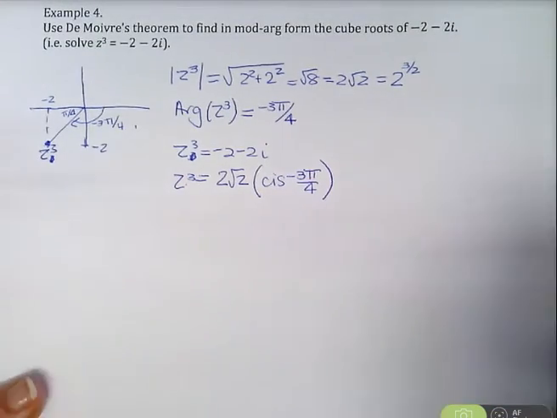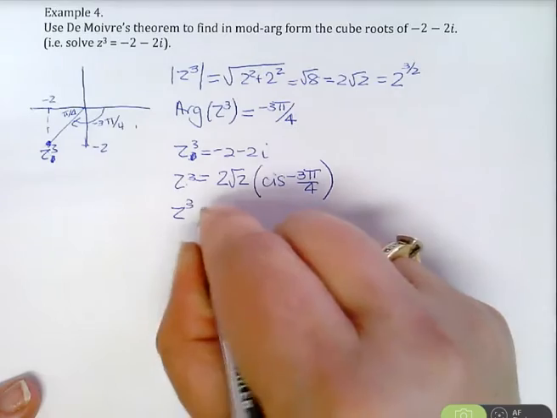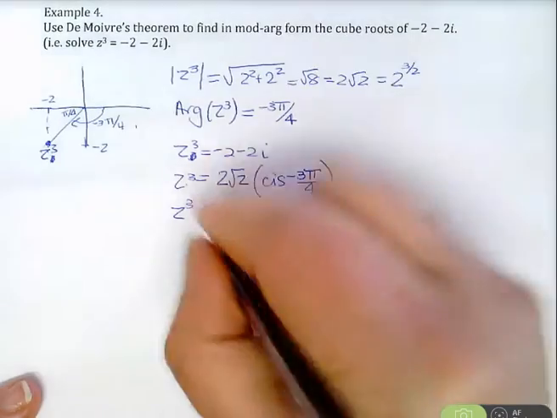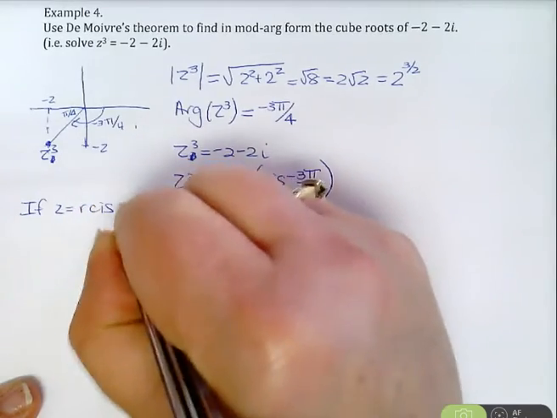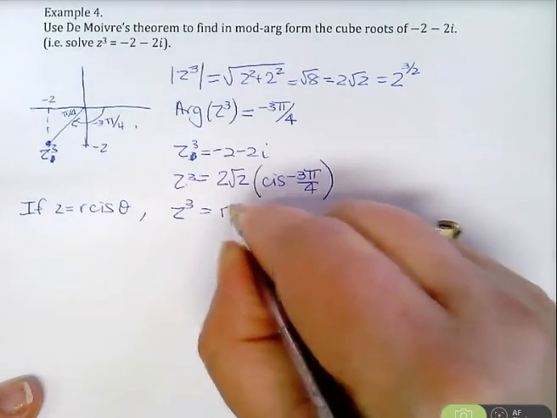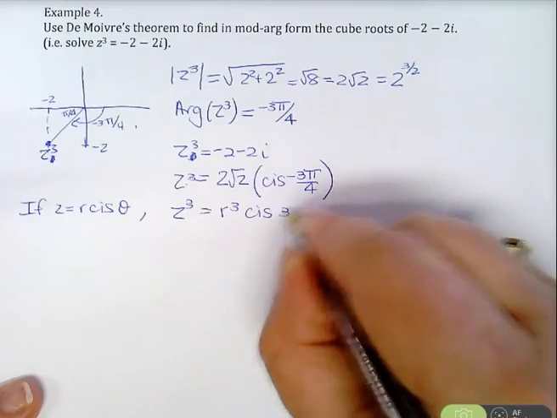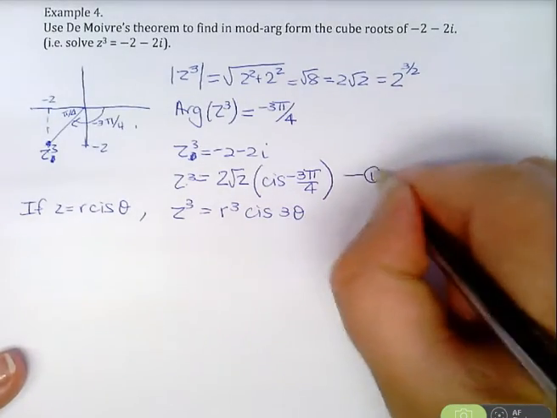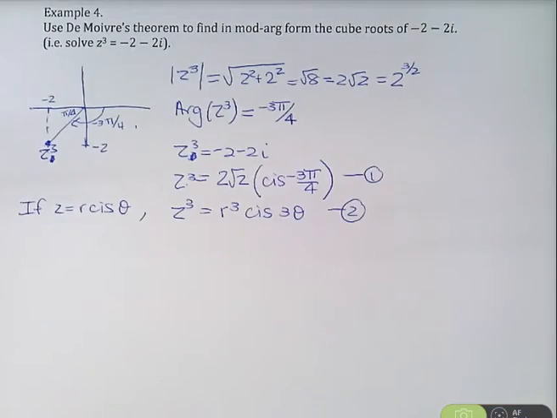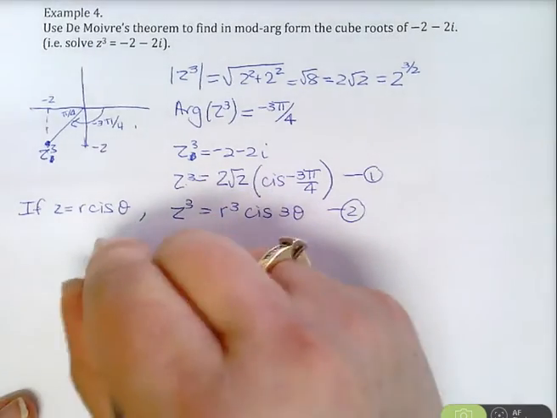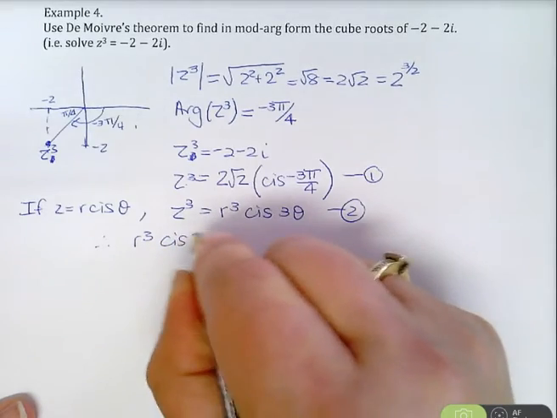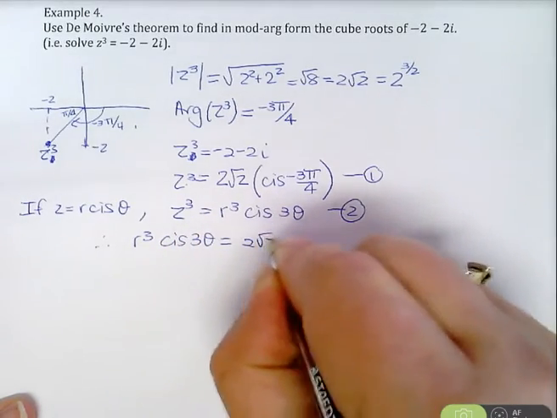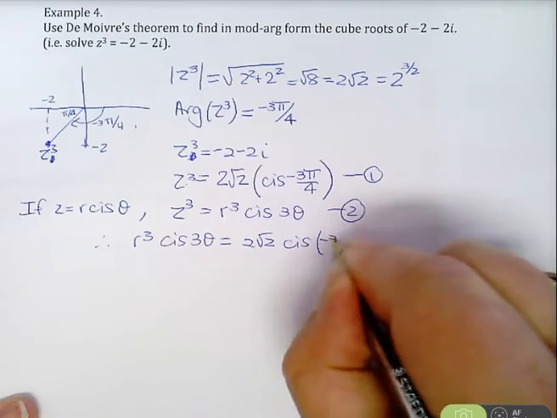Now, we know as well that if Z equals R cis theta, then Z cubed is R cubed cis 3 theta. So what I'm now going to do is equate, so therefore I can say that R cubed cis 3 theta equals 2 root 2 cis -3 pi on 4.